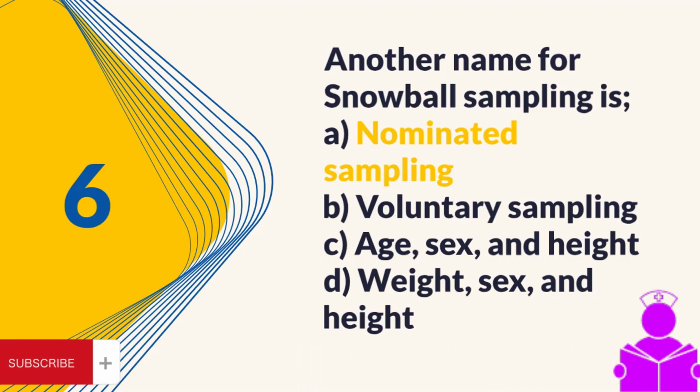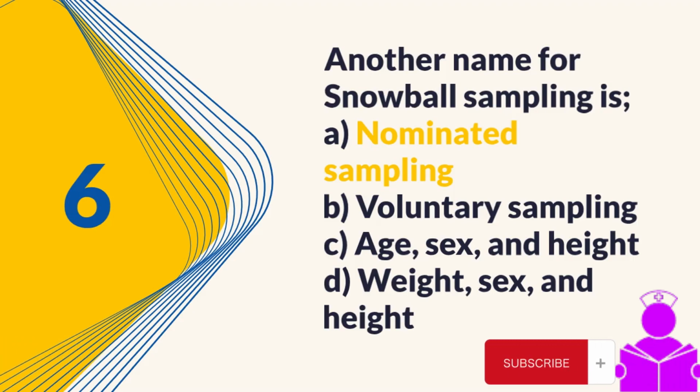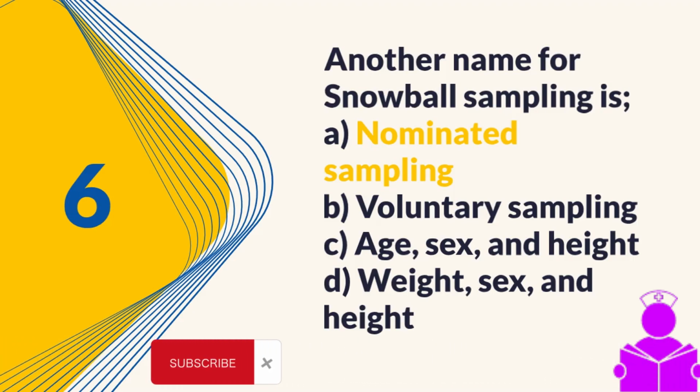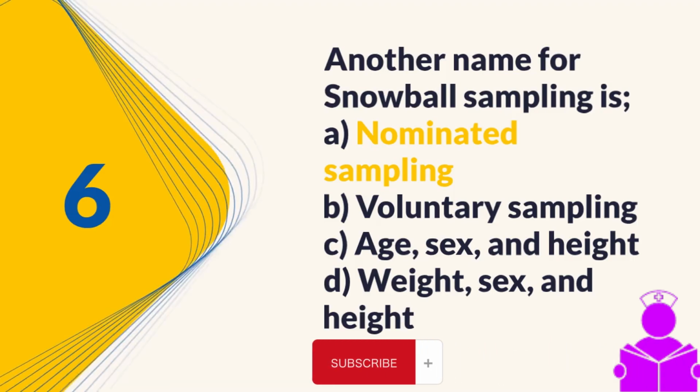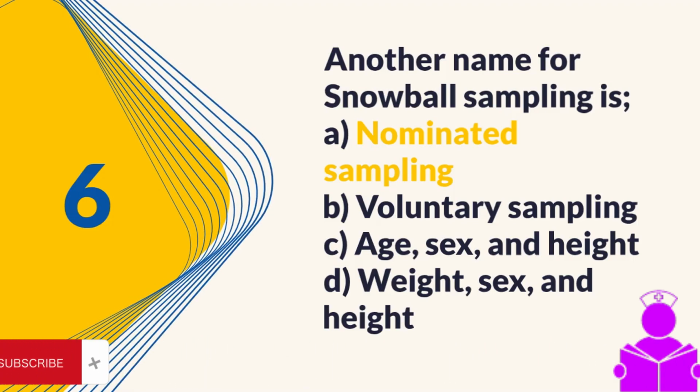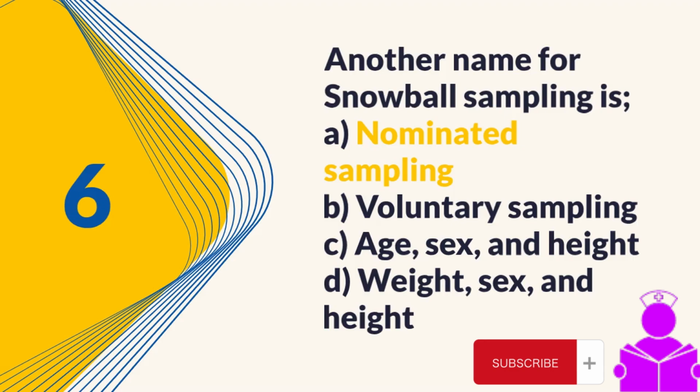Another term for this is nominated sampling. Options B, C, and D aren't alternative names for snowball sampling, they seem to be unrelated options. So, the correct answer here is A.